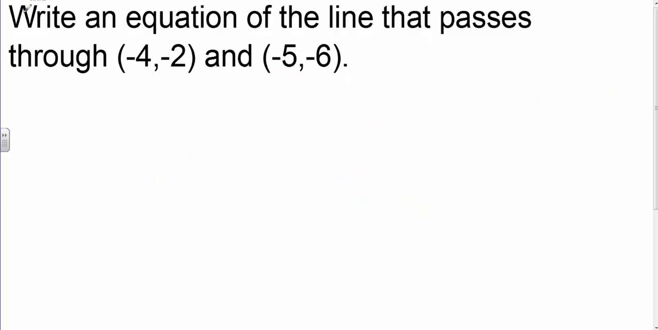One more time. Write an equation of the line that passes through these 2 points. We'll let this be point 1 and this be point 2. It doesn't matter which one you do, as long as you're consistent whenever you're applying the equation.